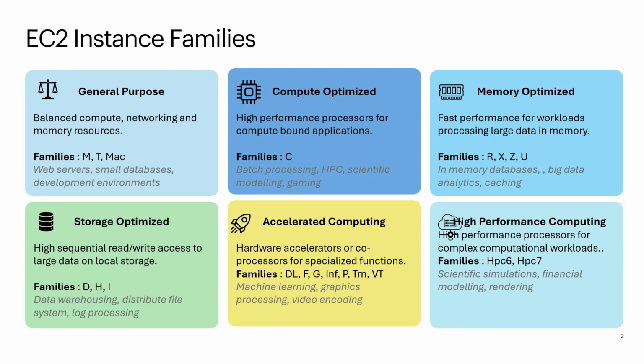Accelerated computing. Some workloads need specialized hardware. That's where accelerated computing instances come in. Instances of these families start with P, G, INF, TRN, and VT. P family is GPU powered for deep learning training and scientific simulations. G is optimized for graphics intensive workloads such as 3D rendering and virtual workstations. INF is for high performance machine learning inference using AWS Inferentia chips, cost efficient and at scale. And TRN family is designed for large scale ML model training.